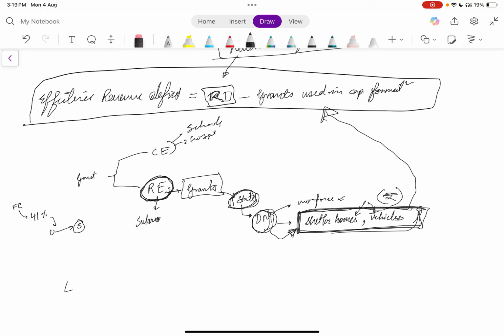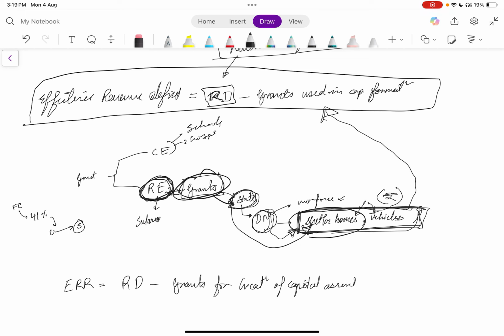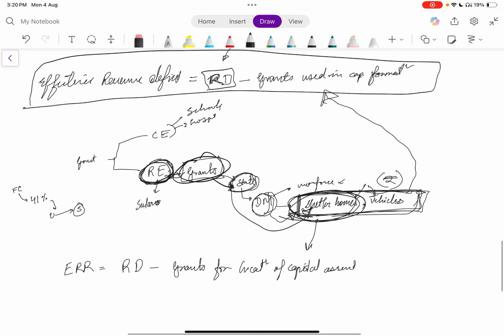So the formula in most of the standard books is: effective revenue deficit is revenue deficit minus grants for creation of capital assets. In the revenue expenditure, a grant was given. The state used it to make capital expenditure. So this will get subtracted from the revenue deficit, and whatever amount we get will be known as our effective revenue deficit.